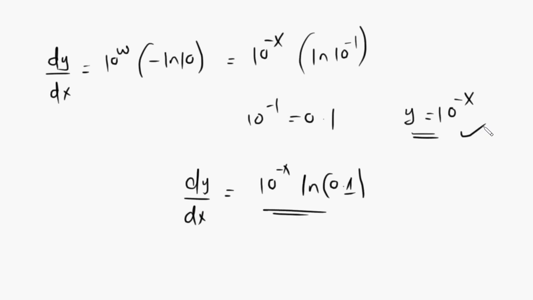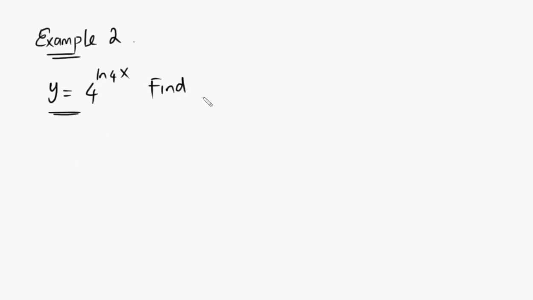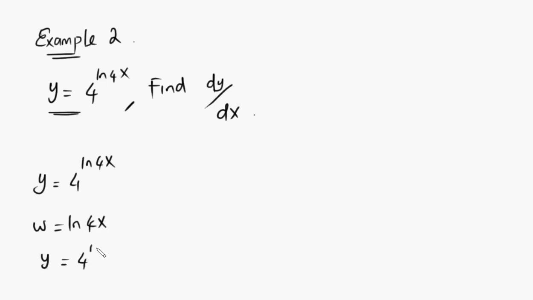Now let's see another example. I will call this example 2. So we have y is just equal to 4 power ln 4x, okay? We want to find dy dx here. It says find dy dx, okay? If that one. Now, so I have y is equal to 4 power ln 4x. So I'm going to use chain rule. I'm just going to let w is equal to ln 4x. So it means my y is just equal to 4 power w.